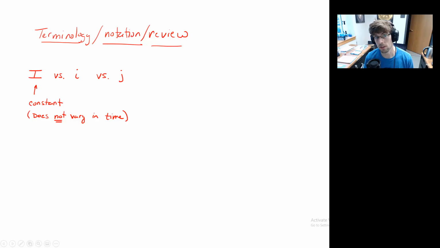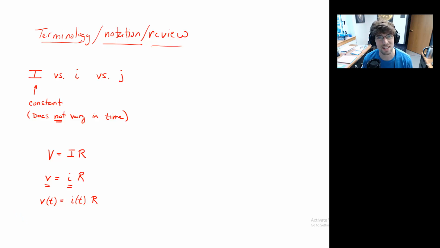So our book uses uppercase I to represent a current which does not vary in time. You might see something like Ohm's law written as V equals IR. Uppercase I does not vary in time, and uppercase V, again, does not vary in time. So the book uses uppercase I and V as these time-independent quantities. In contrast, if I write lowercase v is equal to lowercase i times r, rather than time-independent quantities, I now have time-dependent quantities. More formally, I should write it as v of t equals i of t times r.